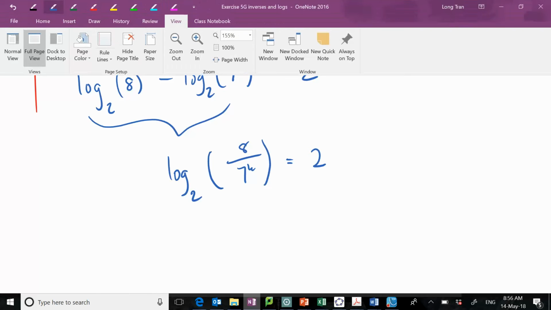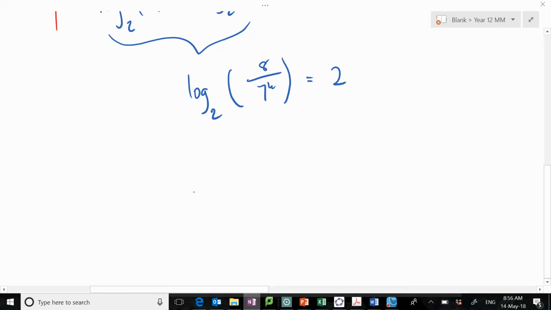I'm going to do exponential base 2. I'll do 2 to the power of log base 2 of 8 over 7 to the k, is equal to 2 to the power of 2. And this is nice because if I did exponential base 2 to the power of all this, these two are inverses, they'll cancel out. But if you had two terms, you can't just cancel it out.